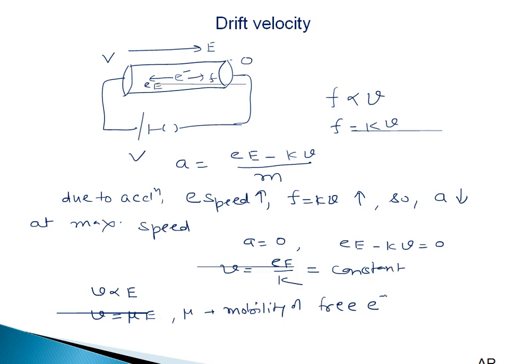Again I am repeating what we observe. Electrons will not continuously accelerate. They will accelerate only for a short time, and finally they will attain a drift speed. And when will they attain the drift speed? When the electric force eE and the force due to collision, that I have written as kv, are balanced. I hope it is clear to you. Now we will go further.